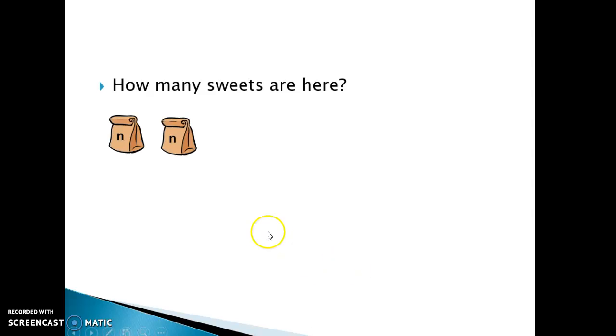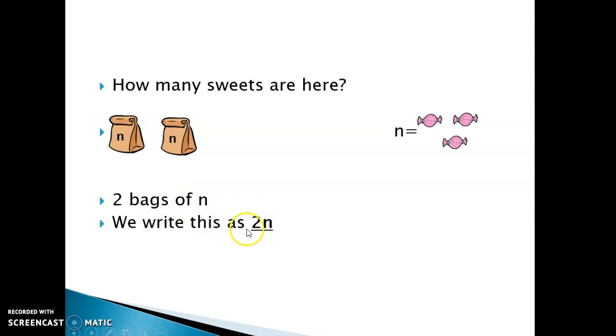Okay, so next let's do an extension. We have 2 bags of N here, and we want to find out how many sweets there are. We have 1 bag, 2 bags, so we write N equals 1, 2, 3. Okay, N equals 3 sweets. Alright, so we now have 2 bags of N. We write this as 2N. And inside each bag, there are 3 sweets.